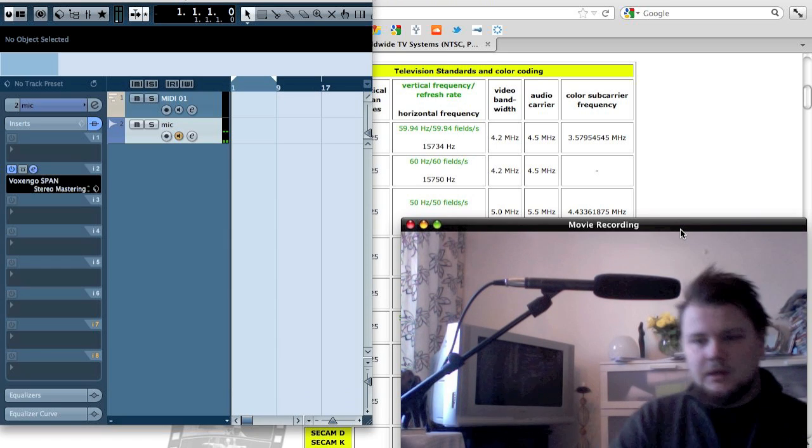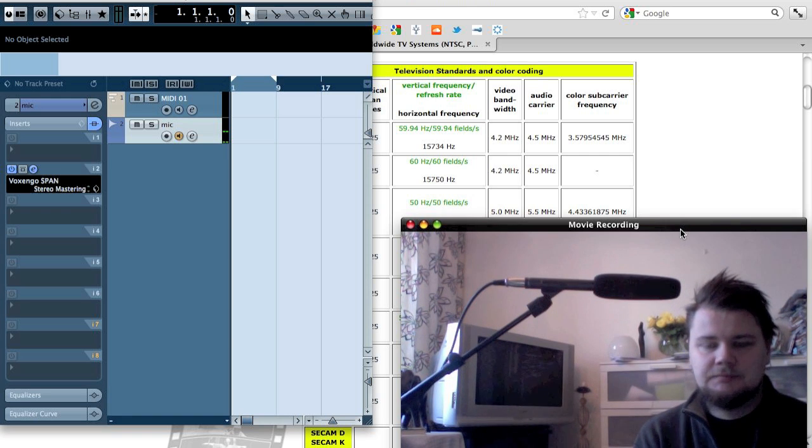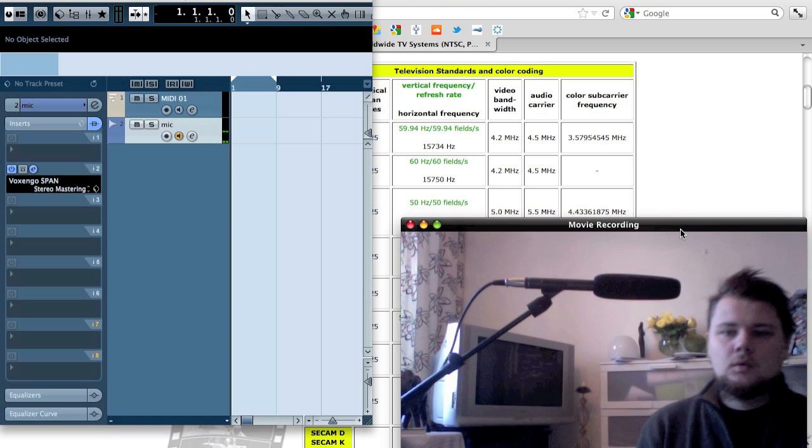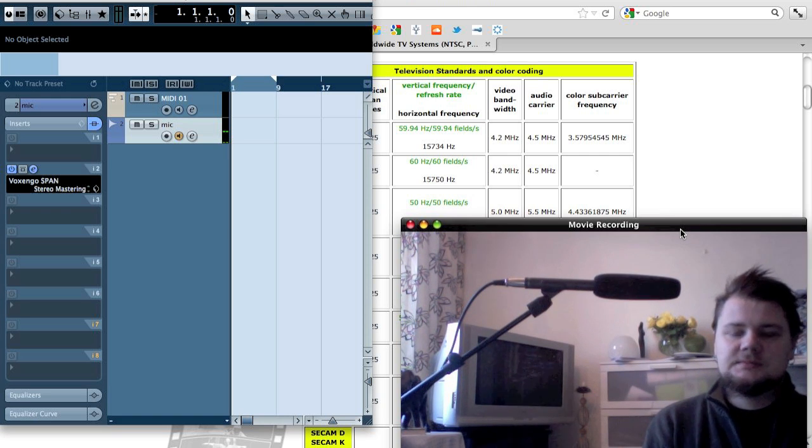If you have a really old studio monitor that is a CRT, throw it away. Buy an LCD one. You can get them for like 100 and less nowadays.